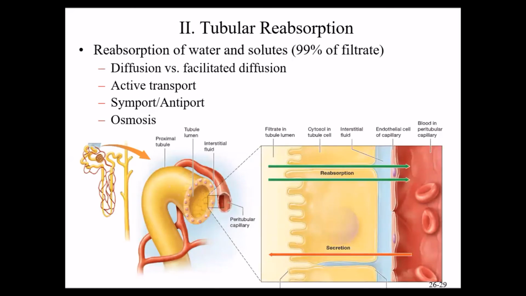All right, so that is filtration. We spent most of our time talking about filtration, but remember there are 3 steps to excretion, one of the main functions for the kidneys. The first one was filtration. We'll just say a few things about tubular reabsorption for step number 2.